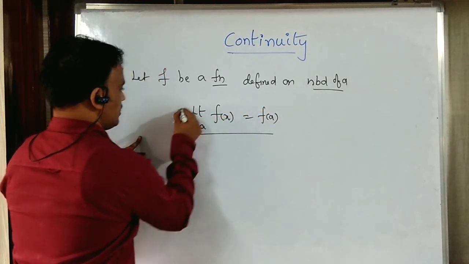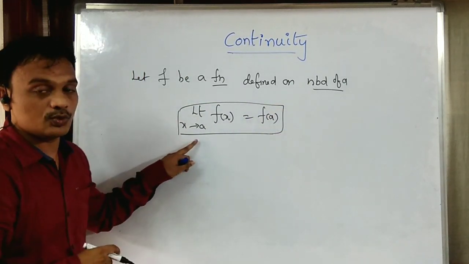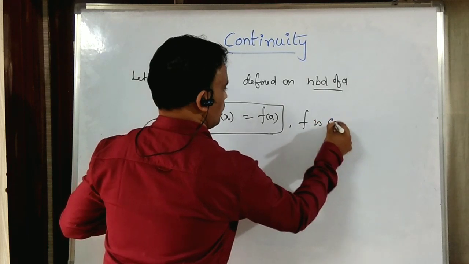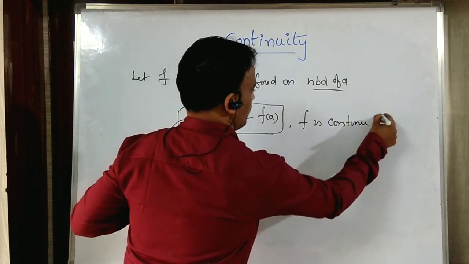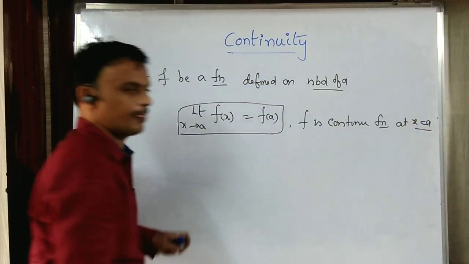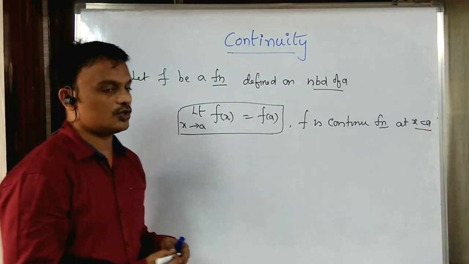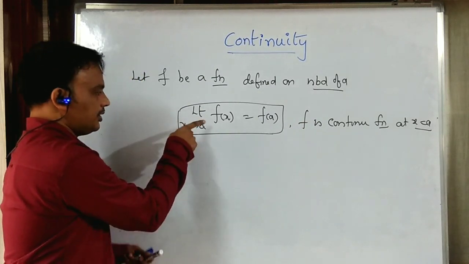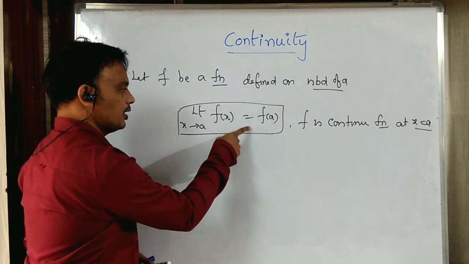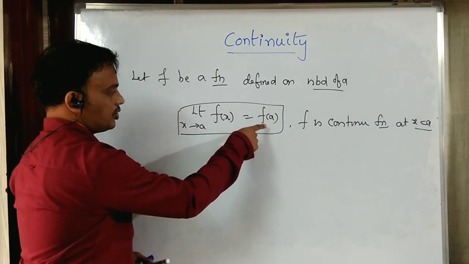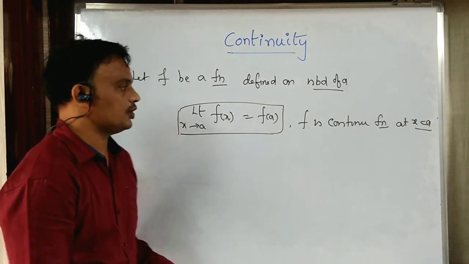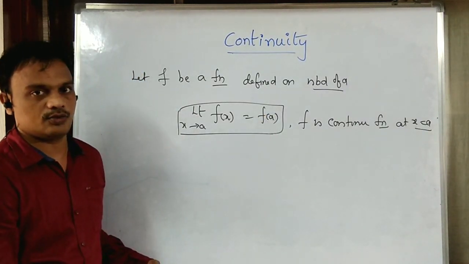What is the condition? The limit as x tends to a of f of x equals f of a. Then you can say f is a continuous function at the point x equals a. Please observe: the limit as x tends to a of f of x, and the value of f at x equals a. If these two are equal, then the function is continuous at the particular point x equals a.